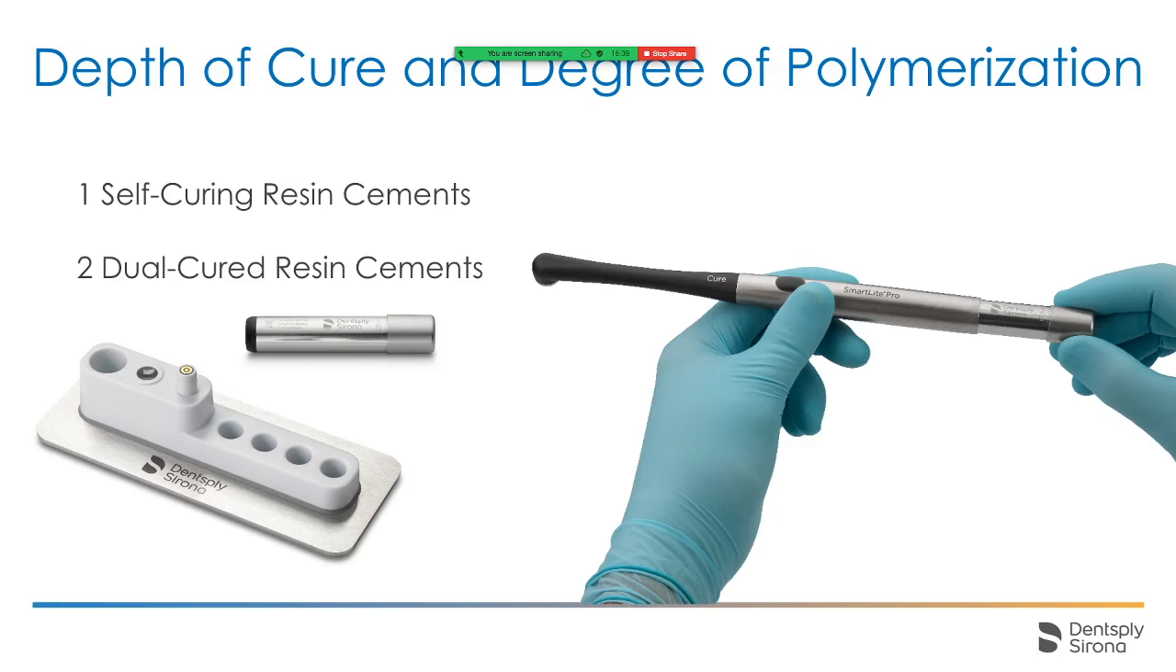I don't like to use it, especially if I have places where I can't control contamination and I can't do isolation. So I use it for these kinds of cementations. Dual cured resin cements. These cements cure by both light curing and chemical curing.